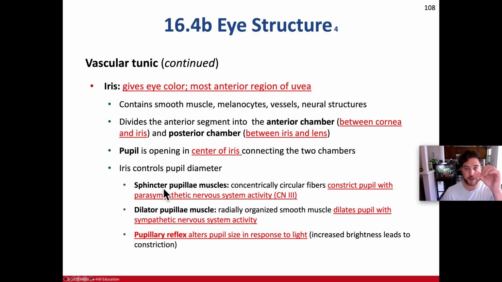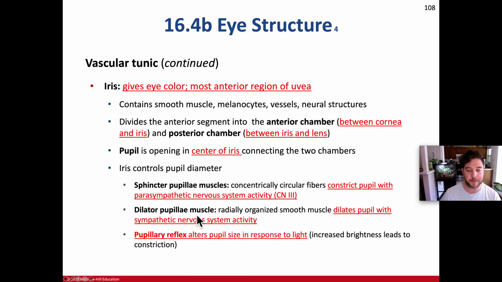Sphincter muscles and dilator muscles. A sphincter is a constriction, so when it contracts, it's going to close things smaller. When dilator muscles contract, they're going to dilate. They're going to make openings larger. So they're both contracting, but in different ways because of the muscle fiber directions. Sphincter pupillae are concentrically circular fibers that constrict the pupil with parasympathetic activity. That is something important to remember. Sphincter pupillae are innervated by parasympathetic nerves, specifically cranial nerve 3.